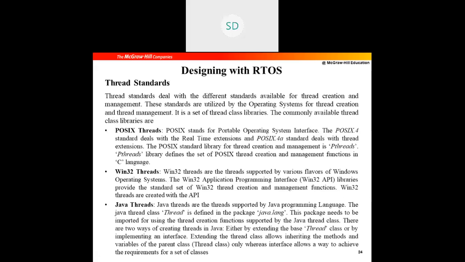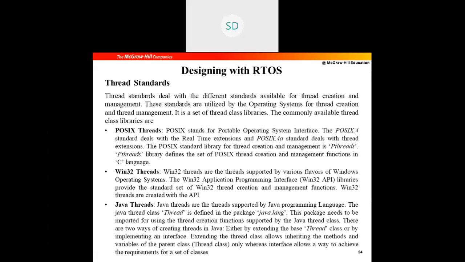These are the different thread standards available in the syllabus. Only the POSIX standards are there. POSIX stands for Portable Operating System Interface, which deals with the real-time extensions, and the POSIX 4A standard deals with the thread extensions. We'll just go through this small programming example later.